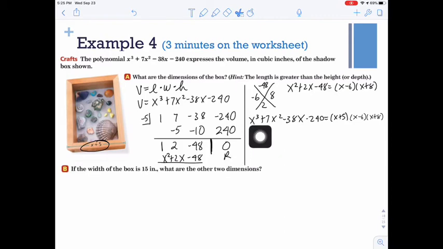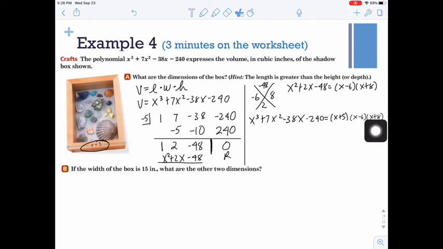So our original volume was x cubed plus 7x squared minus 38x minus 240. We found the quotient when we divided by x plus 5. So we have x plus 5 times x minus 6 times x plus 8 is equal to our original volume. So we have now broken this down into 3 pieces. We have our original x plus 5 that was given to us on the picture. We also have x minus 6 and x plus 8. So those are going to be the 2 missing dimensions.